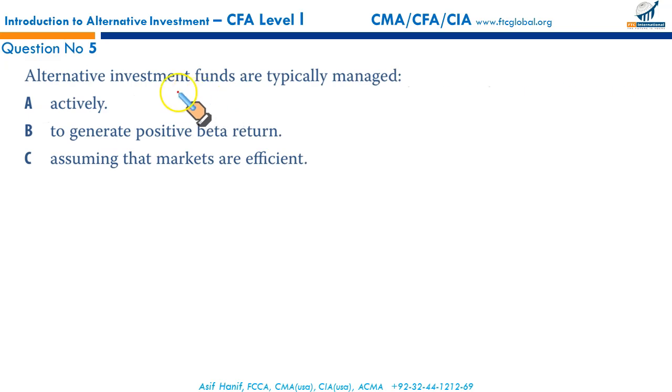Next, question number 5. Alternative investment funds are typically managed actively to generate positive beta return, assuming that markets are efficient. There are many different approaches to manage alternative investments, but most of the time, typically, these funds are actively managed. So that makes A the correct option.